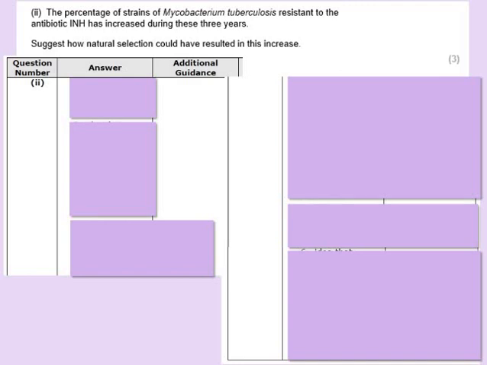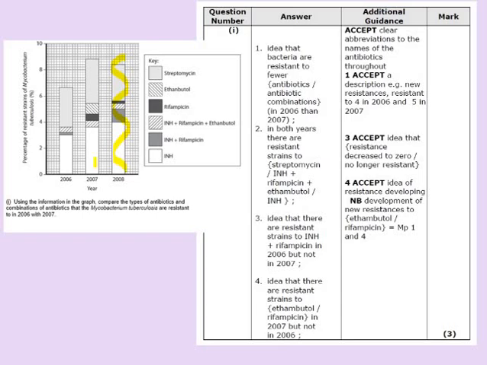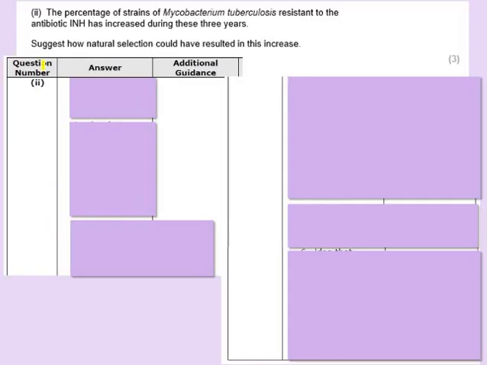Now, second question. The percentage of strains of Mycobacterium tuberculosis resistant to the antibiotic INH has increased during the 3 years. Can we see that there? Yes, we can. That was the white bar there. Suggest how natural selection would have resulted in this increase. Have a go at answering this question. Stop the video now. Okay, we'll go through the answer then.